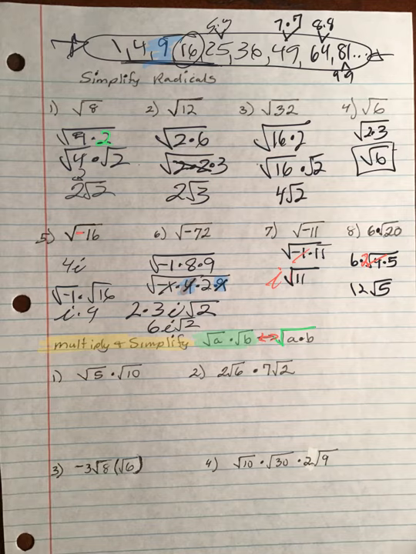So instead of saying 5 times 10 is 50, and then breaking it down into 25 times 2, square root of 25 is 5, so 5 radical 2 is our answer. So you certainly could do that. Lots of different ways of getting there.